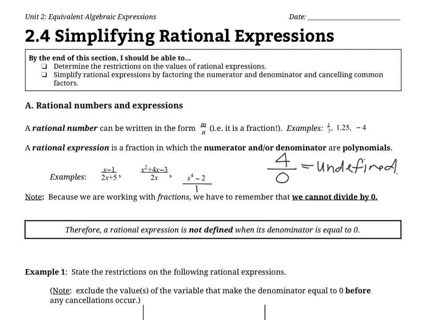So when we come up with our restrictions, graphically it will either jump over the spot where x is equal to 0, and that's called a hole, or there will be an actual asymptote there at x equals 0, so that the function will approach it but never actually cross it.